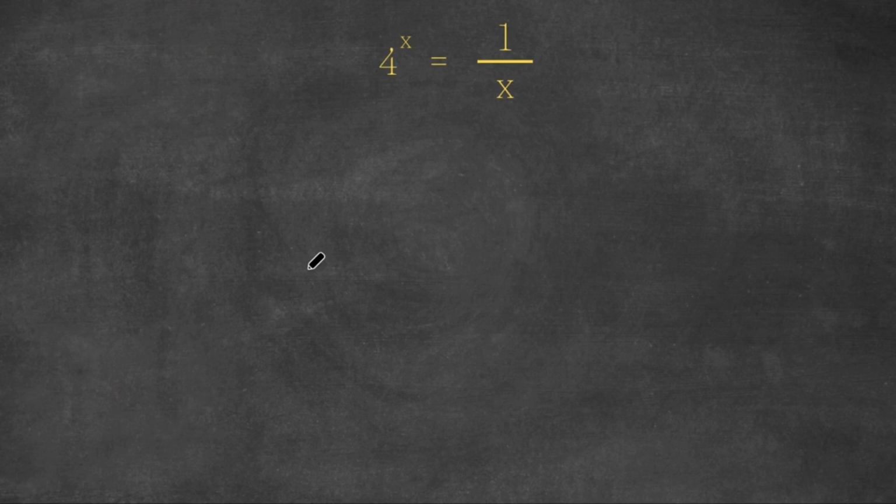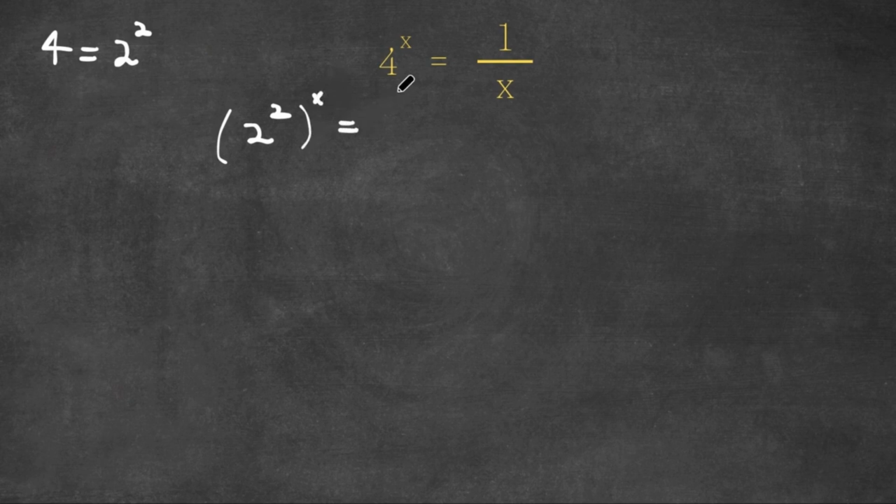In today's video, I'm going to be teaching you guys how to solve this exponential equation. So we have 4 to the power of x is equal to 1 over x. Now 4, this is equal to 2 squared. So let's first replace 4 with 2 squared. We get 2 squared to the power of x is equal to 1 over x.